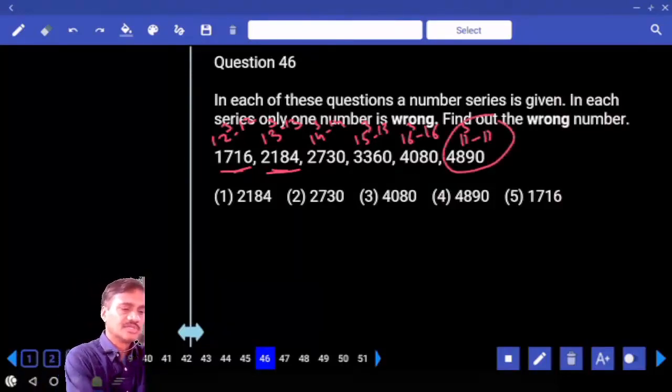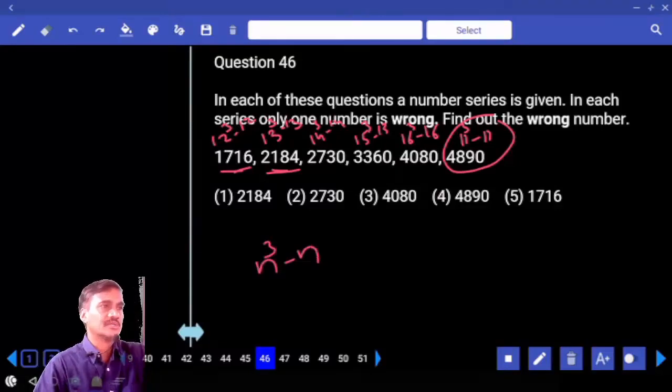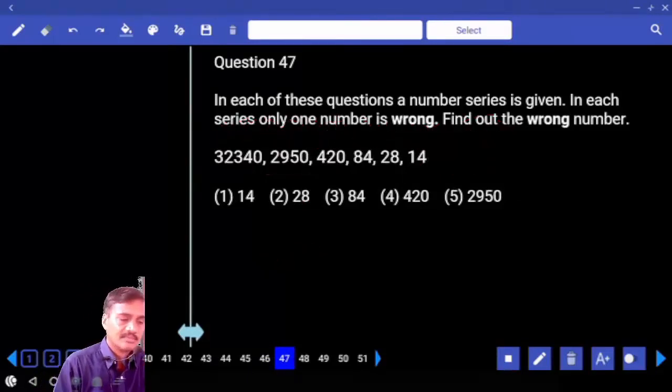So what is your answer here? 4913 is 17 cube. 4913 minus 17 should come. Hence what is the odd one here? Choice 4. The given numbers can be written as n cube minus n: 12 cube minus 12, 13 cube minus 13, 14 cube minus 14, and so on. Then next one.